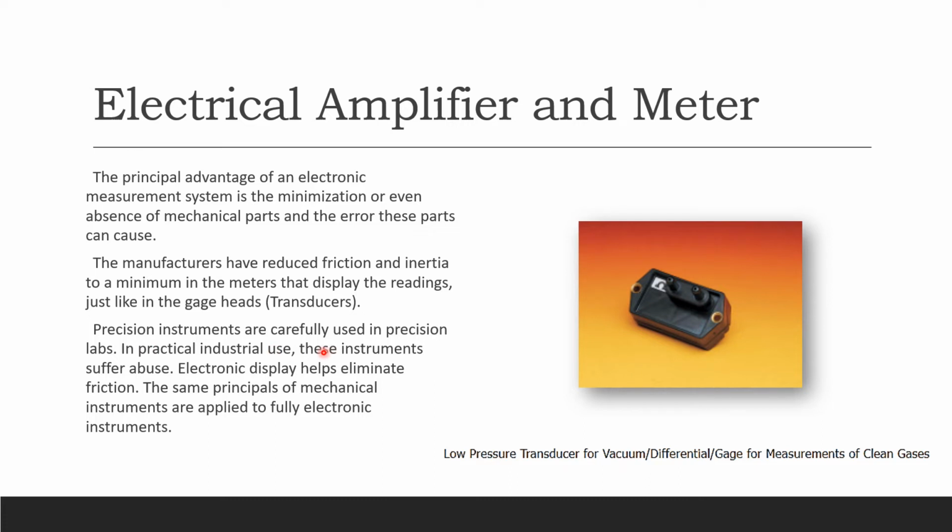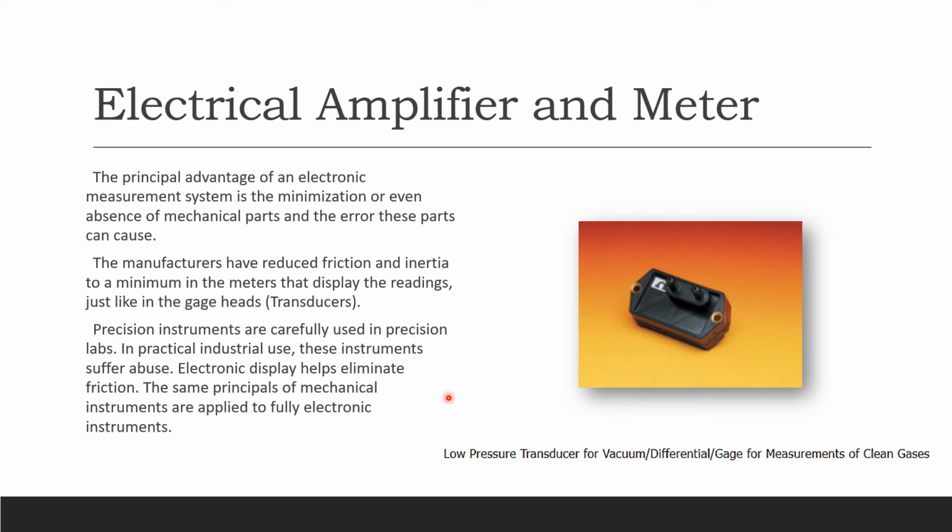Precision instruments are carefully used in precision labs. In practical industrial use, these instruments suffer abuse because in industry, the operators don't care. They do whatever. Therefore, when we use the data coming out from the floor, we have to do a lot of adjustment. We call it raw data. Raw data are raw because the instruments are being abused. They never follow any kind of rules that there is in the world. I don't want you to be the operators. I want you to be the managers and investigators who are going to make sure everything is right, not somebody who's going to mess everything up, right?